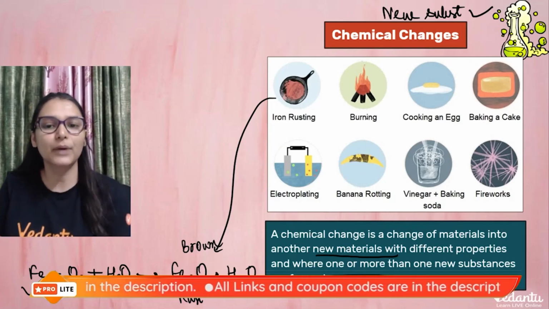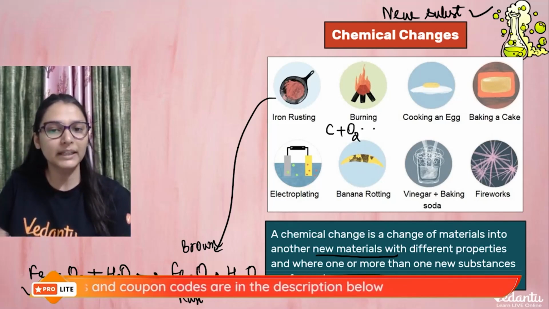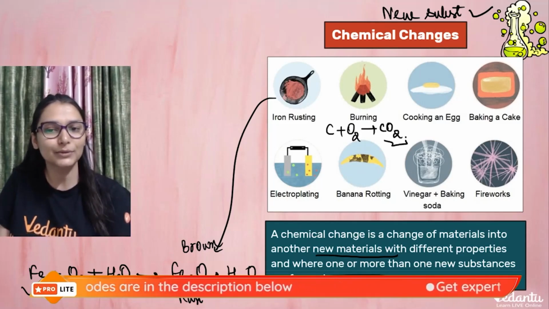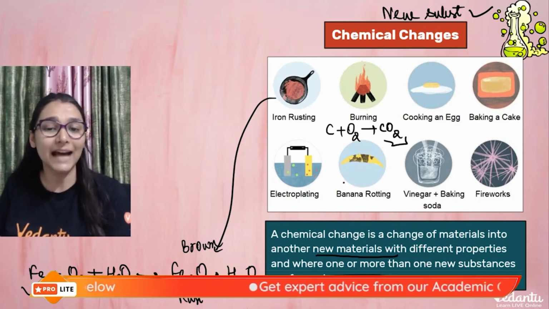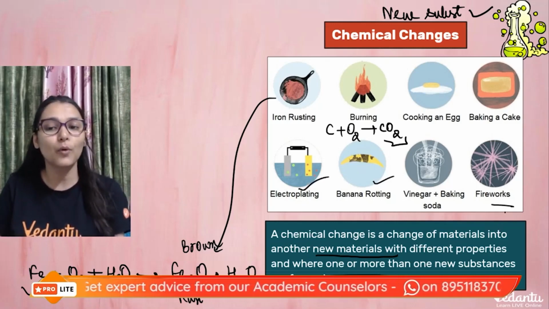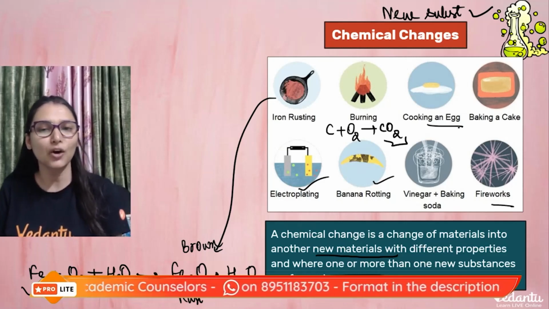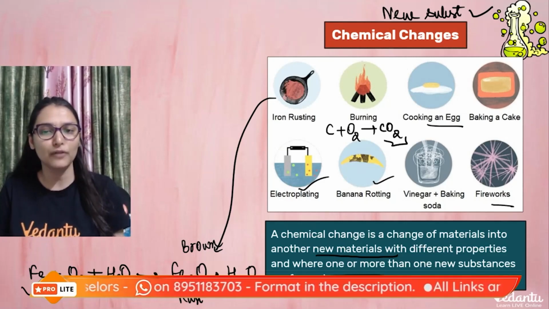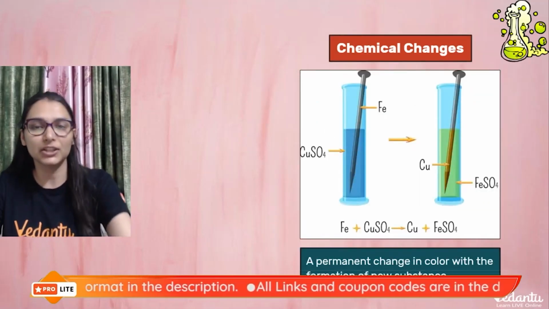Like burning. When you are burning, let's say carbon, it will be reacting with oxygen to give CO2. A new substance has been formed, isn't it? Banana rotting is happening. You are doing electroplating. The fireworks are there. Baking of a cake, cooking of an egg. They all are leading to the formation of a new substance. So these are the chemical changes.